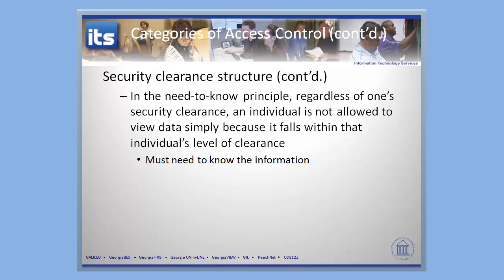All right, well, this concludes this very short video that's talked about security clearances within the idea of data classification. I've given you two examples, one that's tied to the military and one that was tied to the University System of Georgia in terms of how we do our data classification.